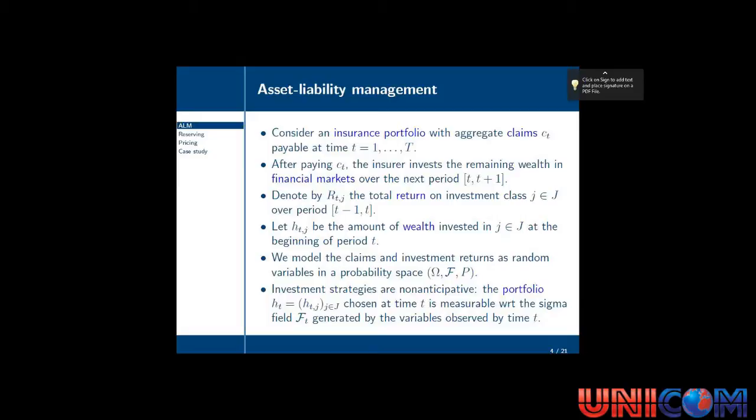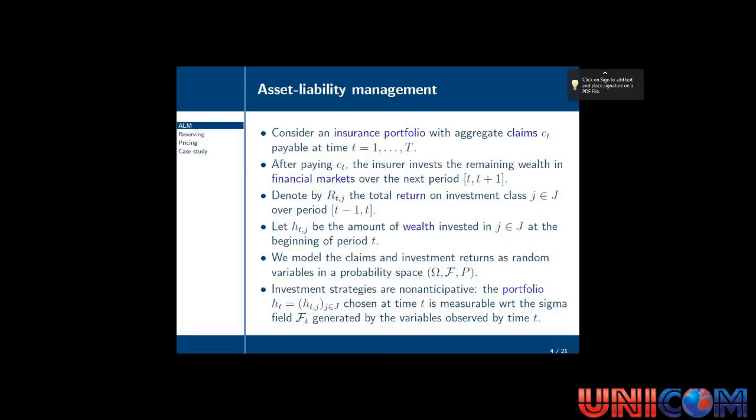And every time the insurer makes a payment to its clients, the insurer may invest the remaining wealth that he has into financial markets. Assume that there's a finite set of assets that the insurer invests in, and I denote the returns by this capital R. These, as well as the claims, are random variables. And the random variables will be modeled as stochastic processes or sequences of random variables in some given probability space. And this would be the descriptive model that Gautam describes in his presentation, where the aim is to come up with a probabilistic model for the uncertain factors in the decision problem.